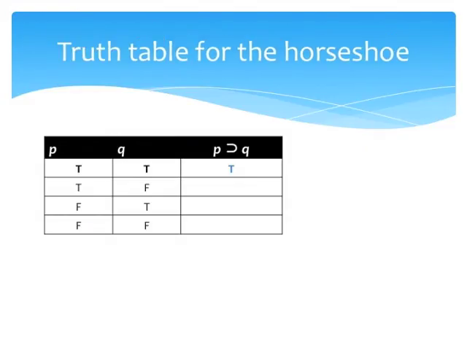Well, if the antecedent is true and the consequent is true, then there is no reason to think that the conditional itself would be false. So let's assign the value true. Now it's really clear that the second row should be false. If the antecedent is true, but the consequent is false, then the conditional can't be true.